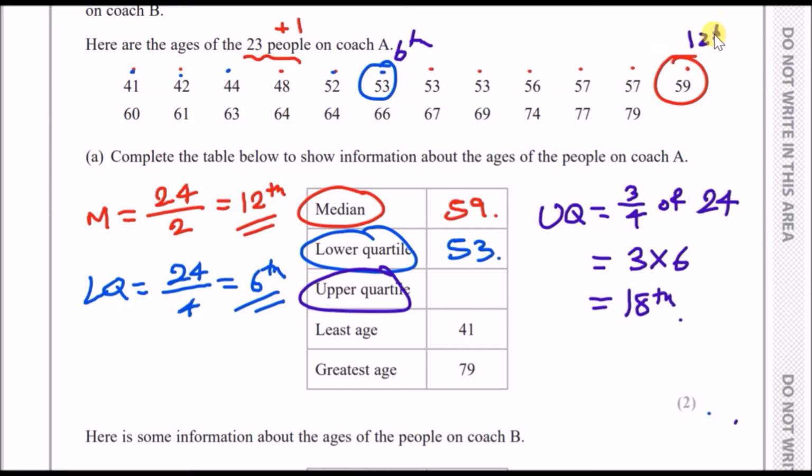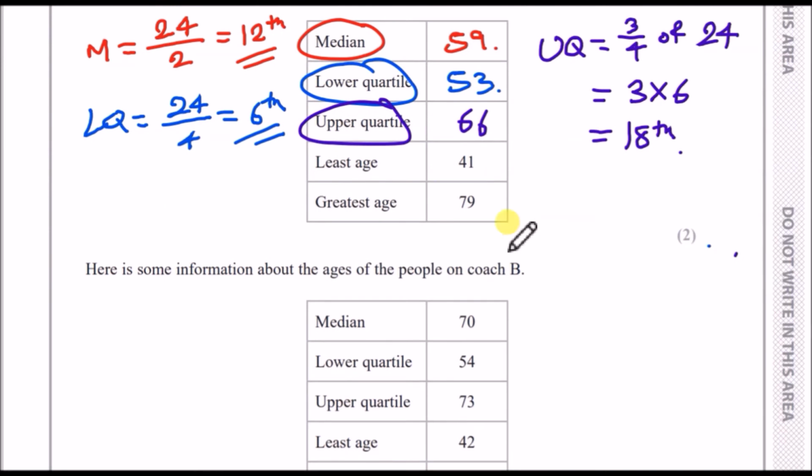And since we know where the 6th and 12th person is going to be, you can just see that the 18th person has to be over here, which is age 66. Alright, moving on. So here is some information about the ages of the people on coach B.